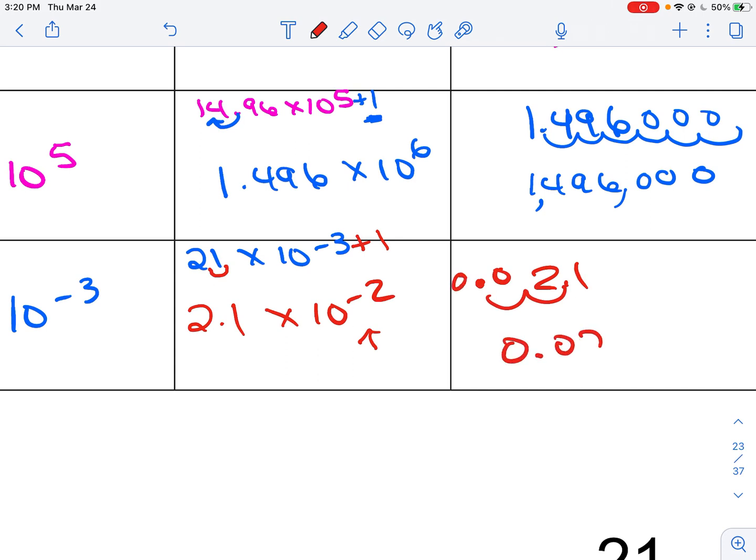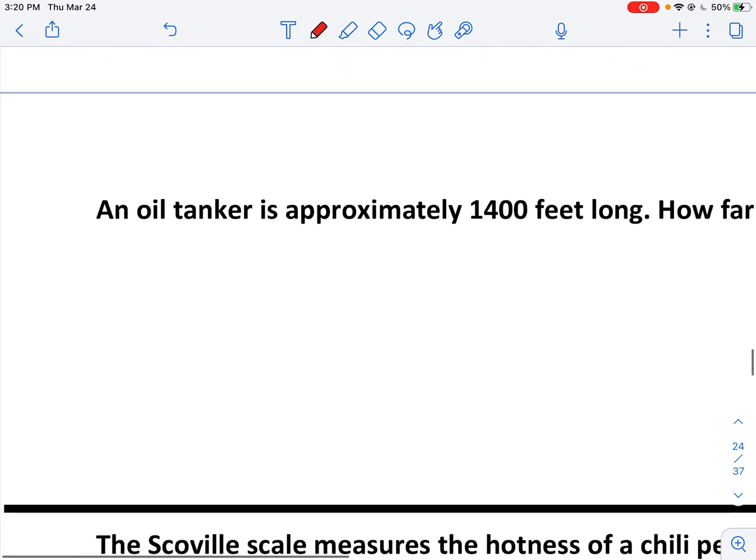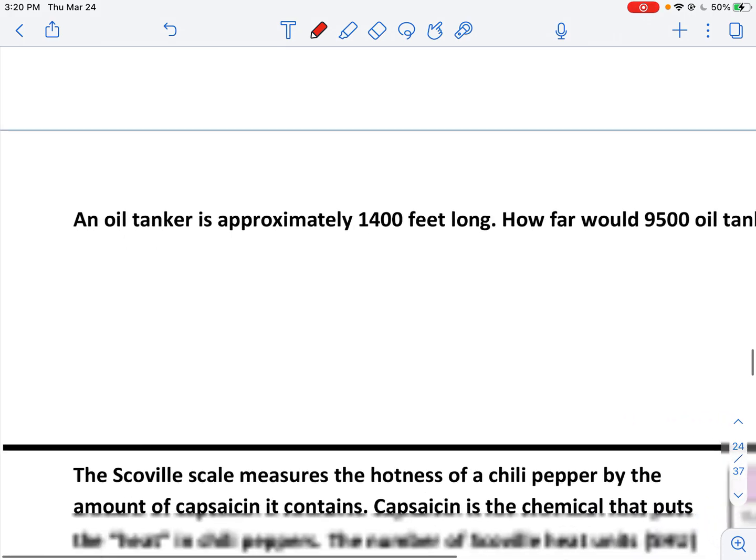So 0.021. Awesome. Okay, so let's go to the next page.